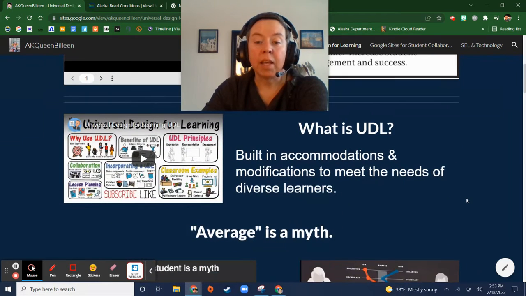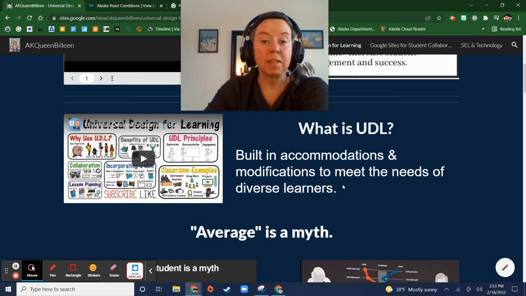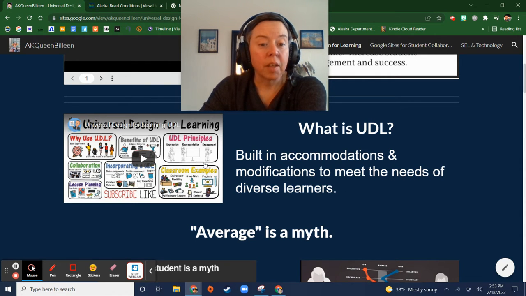So UDL is this concept. It's a built-in accommodation and modification to meet the needs of diverse learners. There's a YouTube video that's linked here that's pretty cool and does a really good job of explaining it. It's a concept that came out of architecture, universal design. And it's the idea that you think about who the users are.